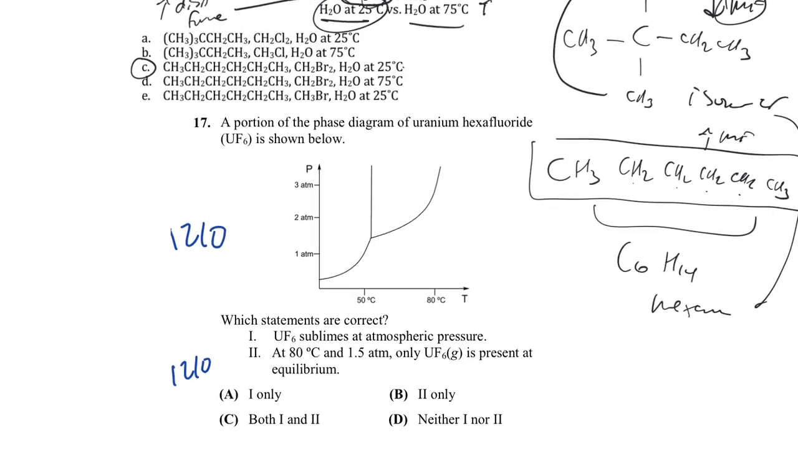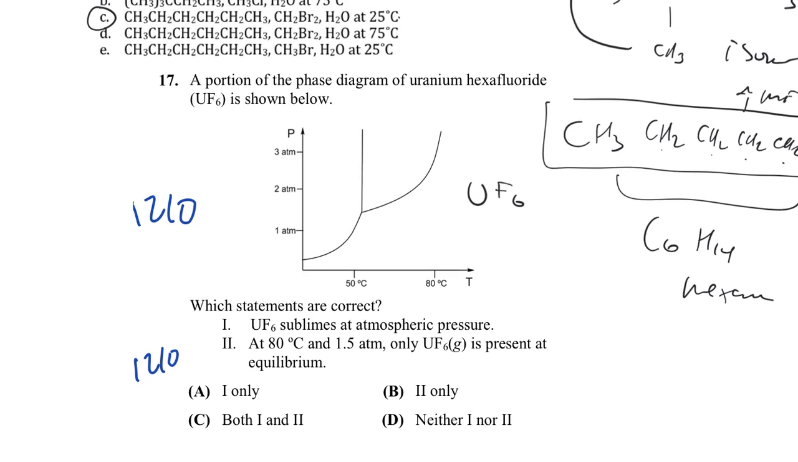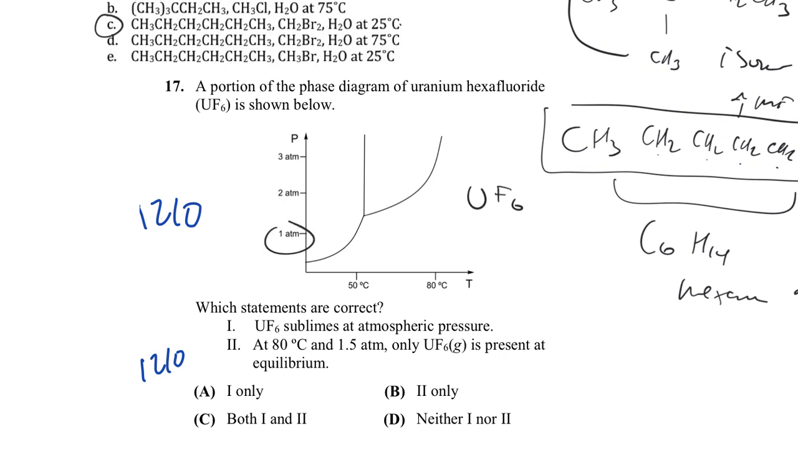So, another phase diagram question. This is for UF6, uranium hexafluoride. I'm just looking at a few details. At 1 ATM, we'd go solid directly to gas. Above this point here, we could have the normal solid to liquid to gas.